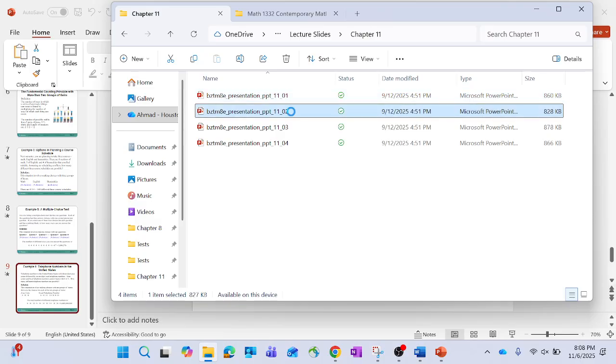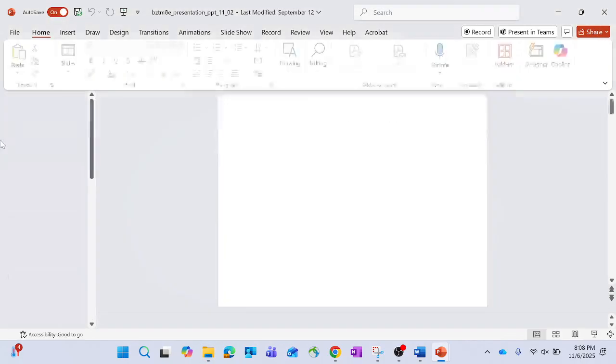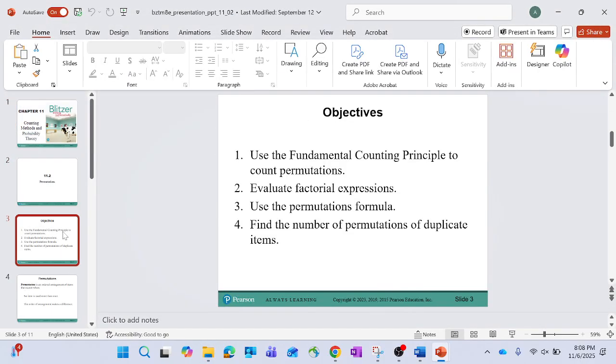11.2. Permutations. These are the objectives. You can write them down or take a picture, whatever you want. So we use the fundamental counting principle to count permutations, evaluate factorial expressions, use the permutation formula, and find the number of permutations of duplicate items. All right, we good here?